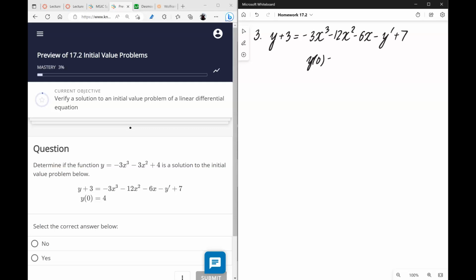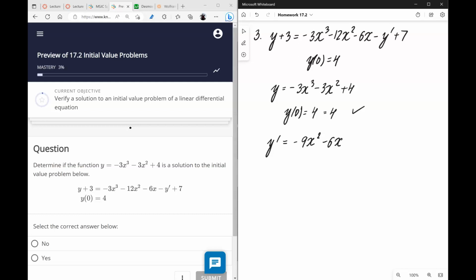The initial condition is that. So the proposed solution is that. And to check, we're first going to plug in 0. So at 0 it's equal to 4, which is correct. And next we're going to find the y prime, so it's going to be minus 9x squared minus 6x. And now I'm going to plug it into the original equation.